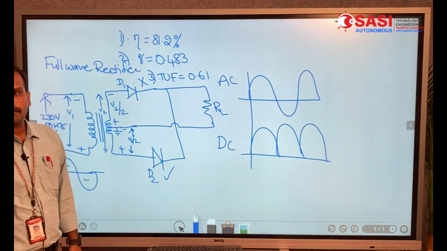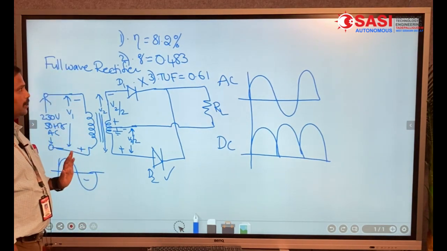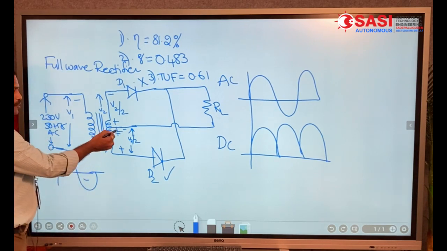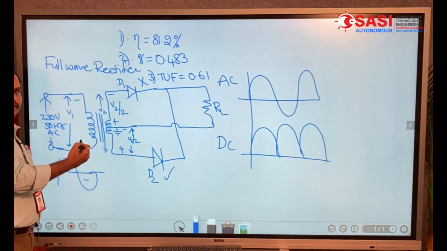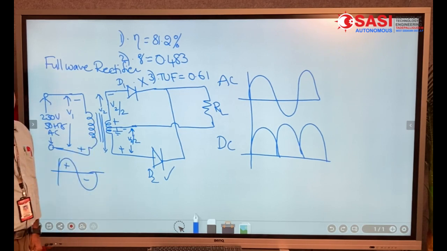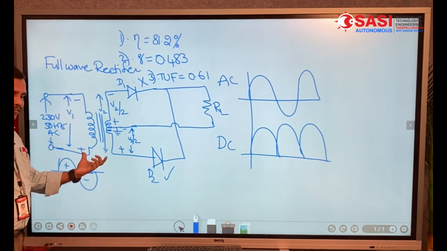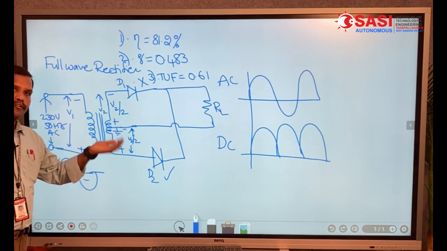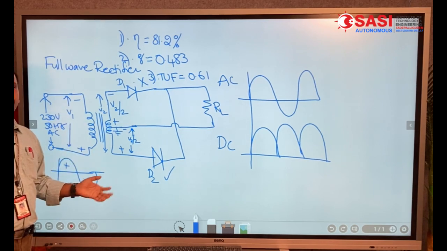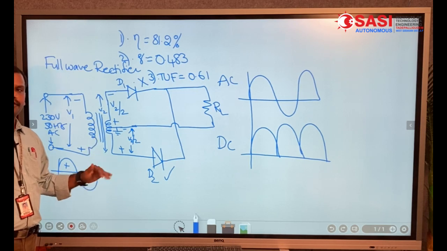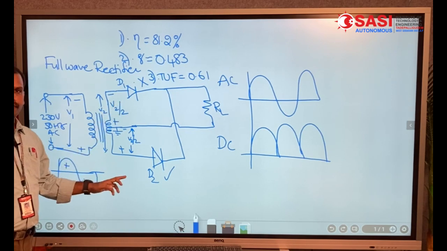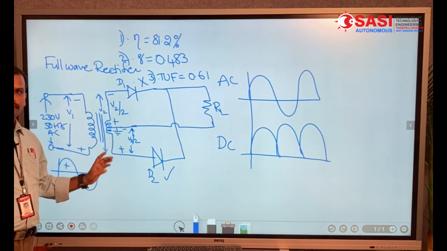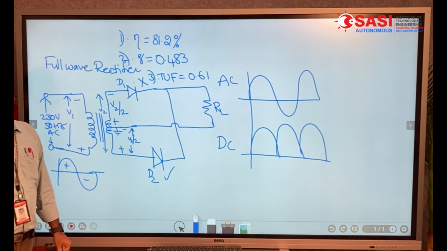It is clear. But the problem in the full wave rectifier is the use of a center tapped transformer. Because of this center tapped transformer, the size becomes bulky and cost also increases. To avoid these two drawbacks, we are going to use bridge rectifier. The parameters of the bridge rectifier and full wave rectifier are both the same, but the change is that full wave rectifier uses 2 diodes, bridge rectifier uses 4 diodes.